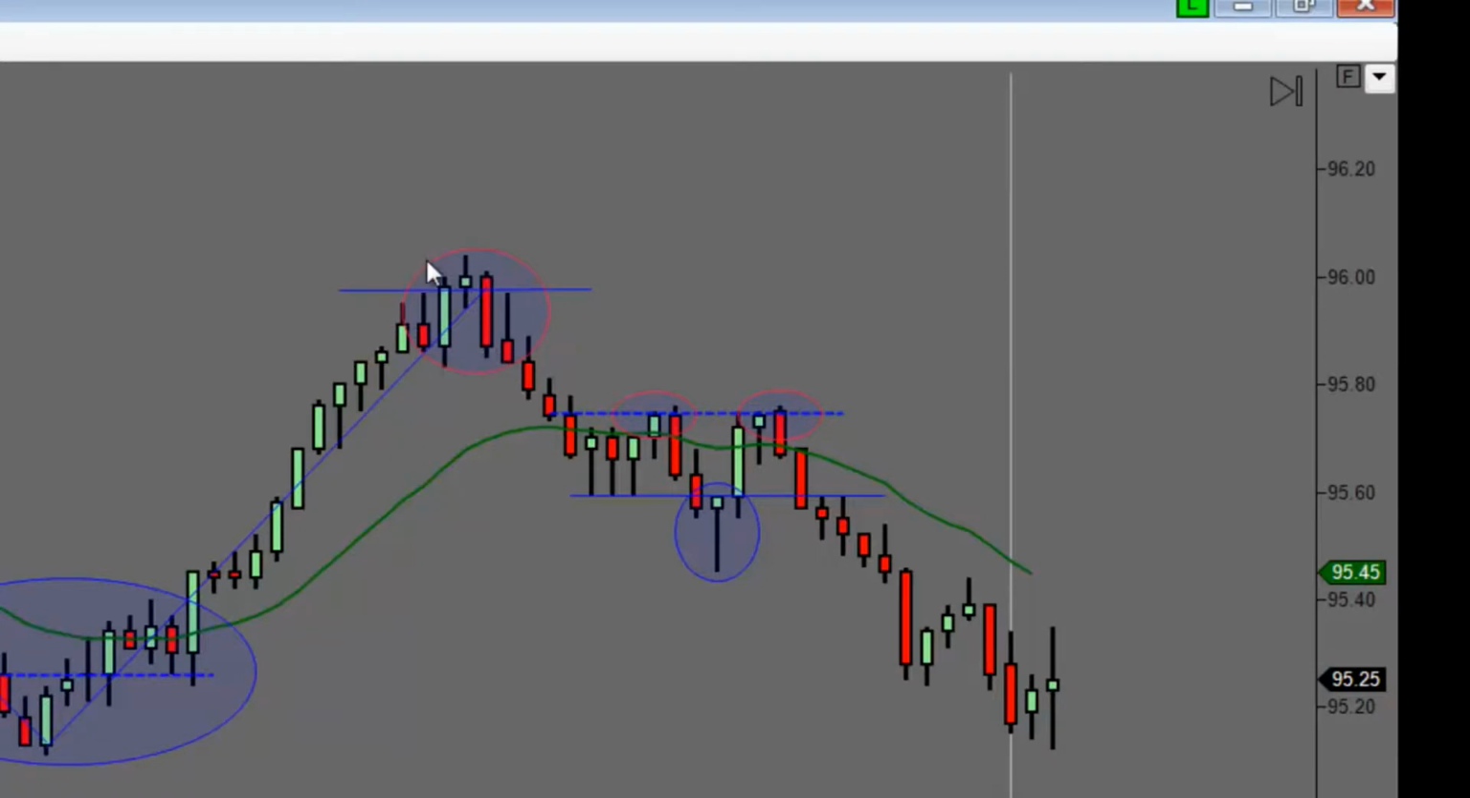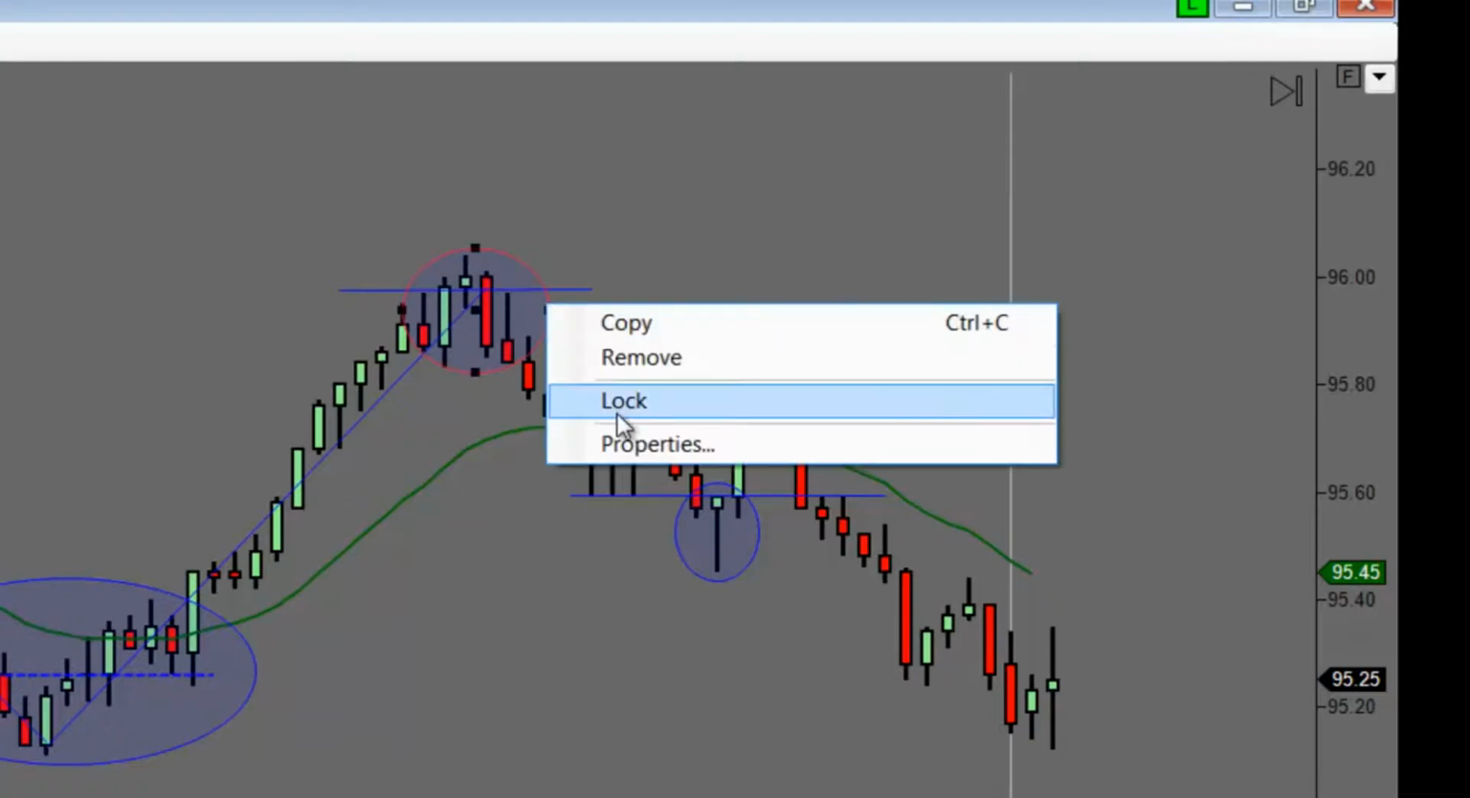It's 2 failures. First, it attempted to go up the first time. It failed here. Attempted to go up the second time, this little doji. Stop over here. You could have taken this trade. Actually, I should mark it in green.